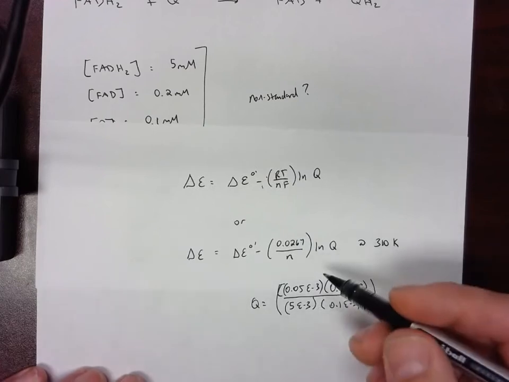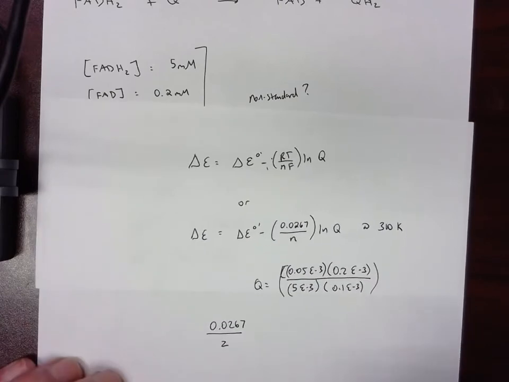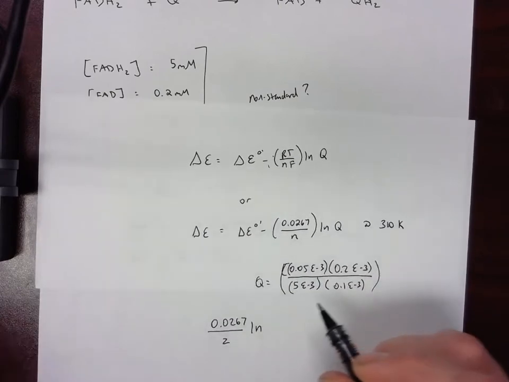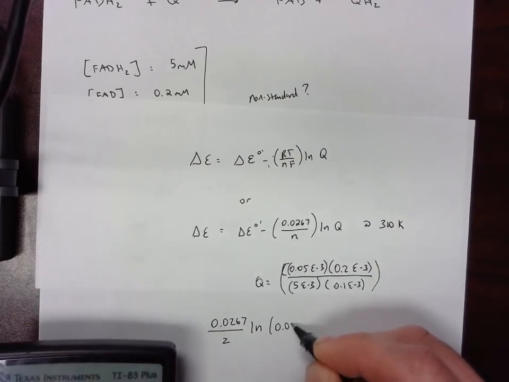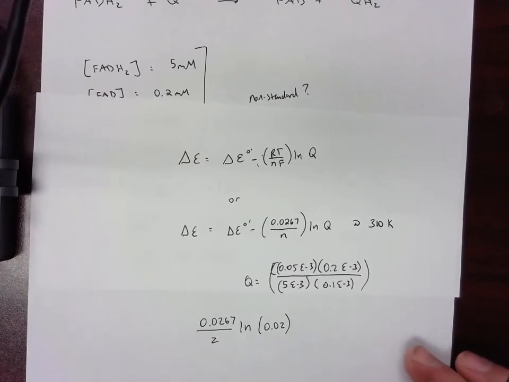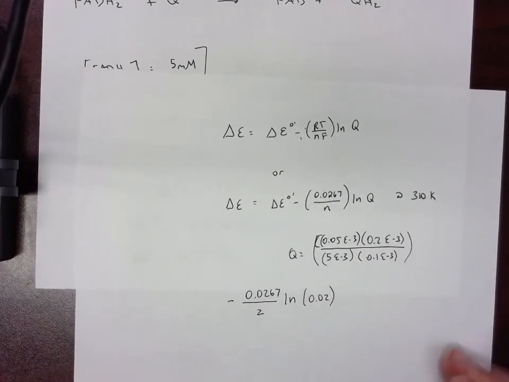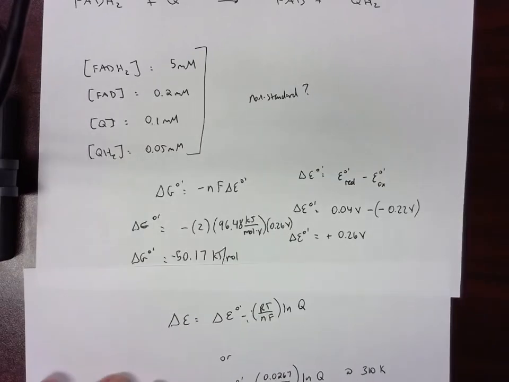And then we're just going to put the natural log of that value and then multiply it by our term here, 0.0267 over n. Our n here again is 2. And then we take the natural log of 0.02. And then over here we are subtracting that term from our standard change in voltage, which we found to be 0.26 volts.